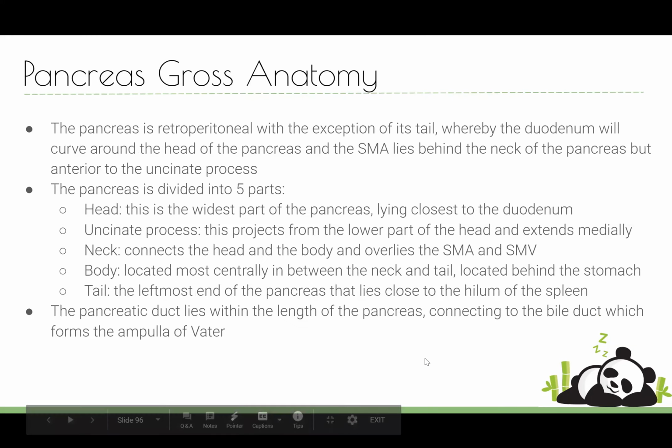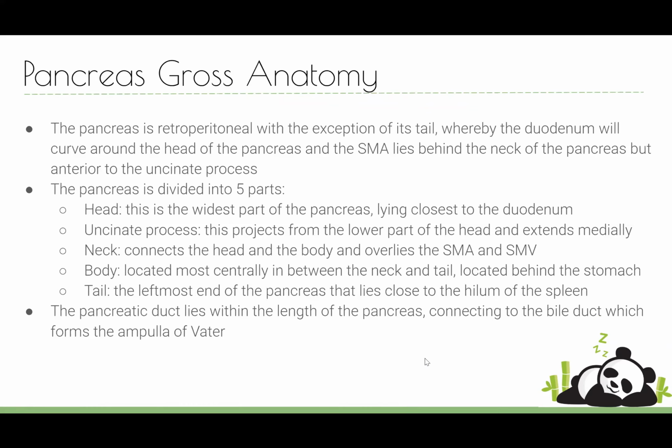Okay, so the pancreas. So the pancreas is retroperitoneal except for the tail, which is intraperitoneal. And the duodenum will curve around the head of the pancreas, and the SMA lies between the neck of the pancreas and the uncinate process.